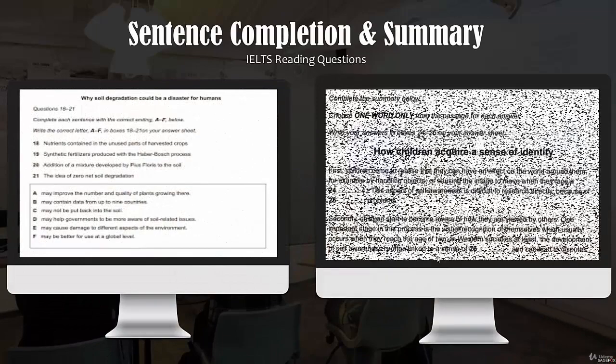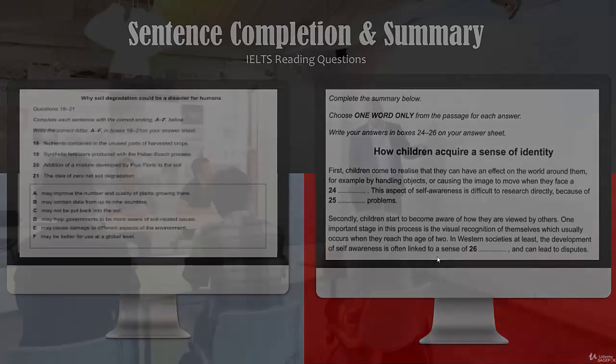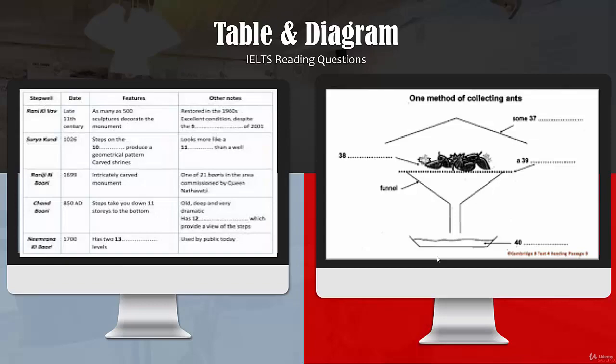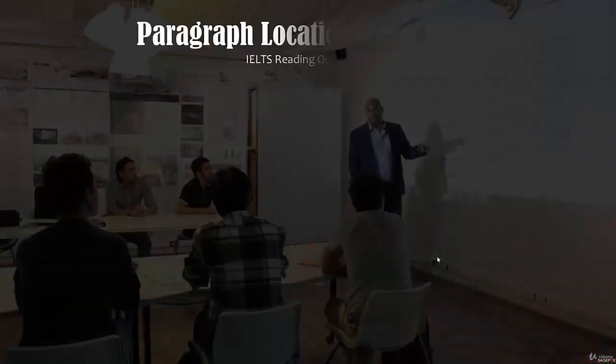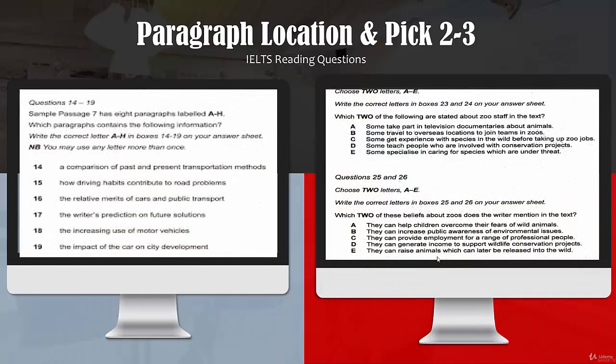Next, we have a sentence completion question on our left side, and on our right, we have a summary question. This is a summary question where you just have to scan. They don't give you answer choices to choose from. You have to find the sentence, and then based on the language of the sentence, choose the word that goes on the blank line. You have a table question, which is on the left, and a diagram on the right. Then we have a paragraph location question, very challenging question here. And then we have the pick 2, 3, like I said, it could be pick 4, pick 5 from a list.